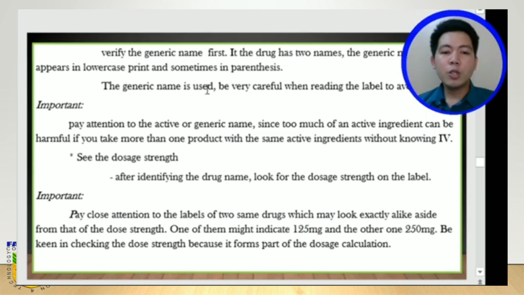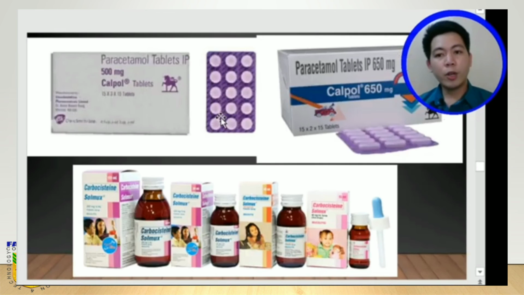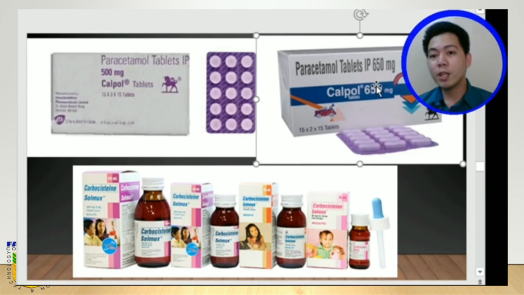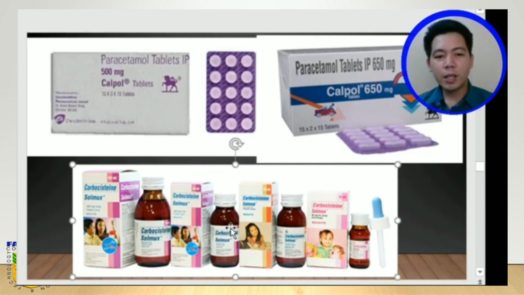Okay? So, the generic name is used, so, ibig sabihin nun, very careful dapat sa pagbabasa to avoid errors. Also, pay attention to the active or generic name since too much of an active ingredient can be harmful if you take more than one product with the same active ingredient. So, ibig sabihin nito, after identifying the drug name, look for the dosage strength. For example, bumili ka ng paracetamol tablet. Ano bang paracetamol? 500 mg ba or 650? So, depende yan sa reseta ng doktor. And also, Solmux. Pwedeng itong mas maliit pa or pinakamaliit. So, depende yan sa dosage strength.